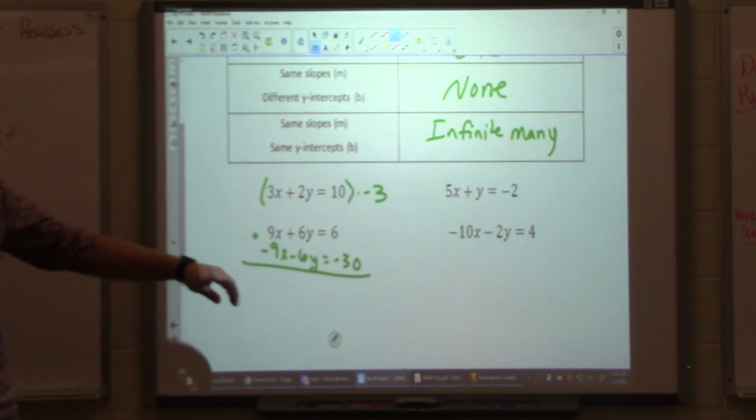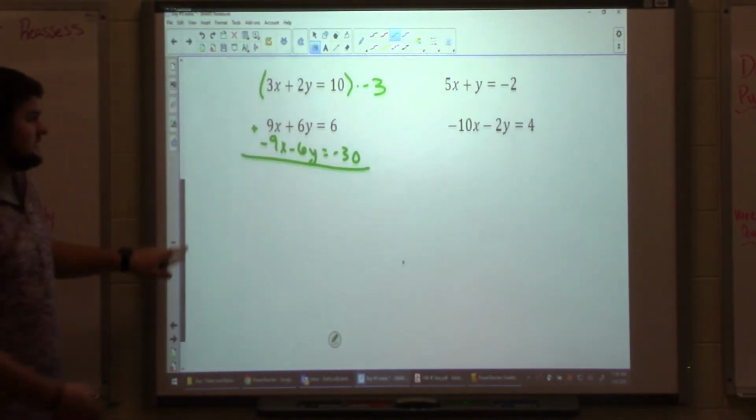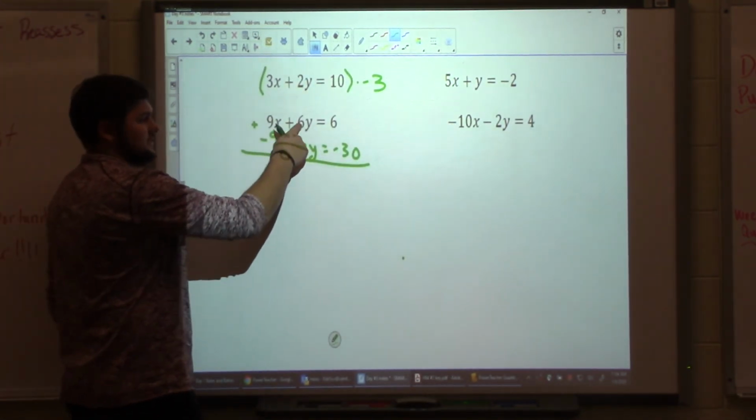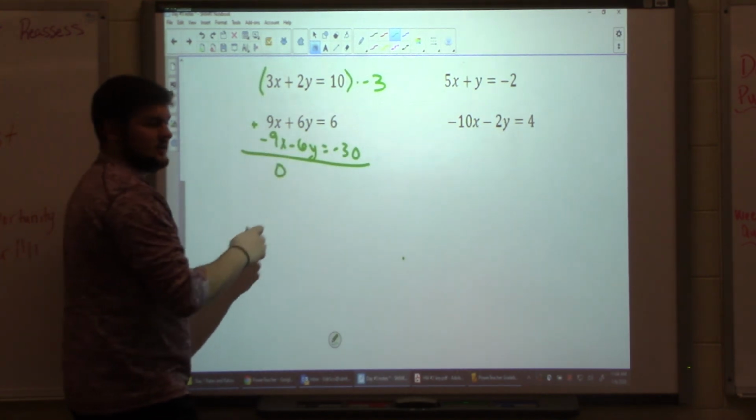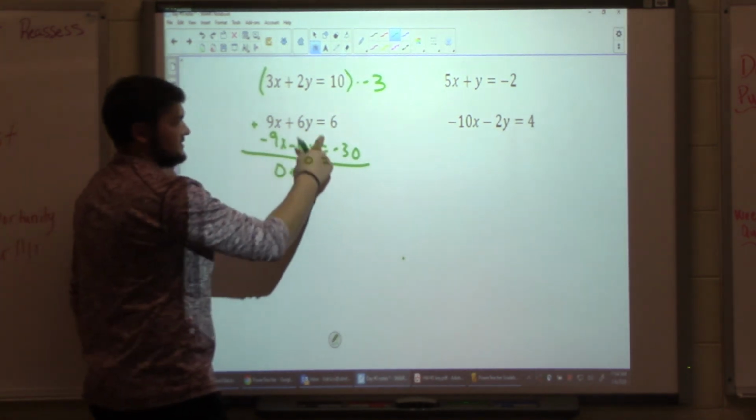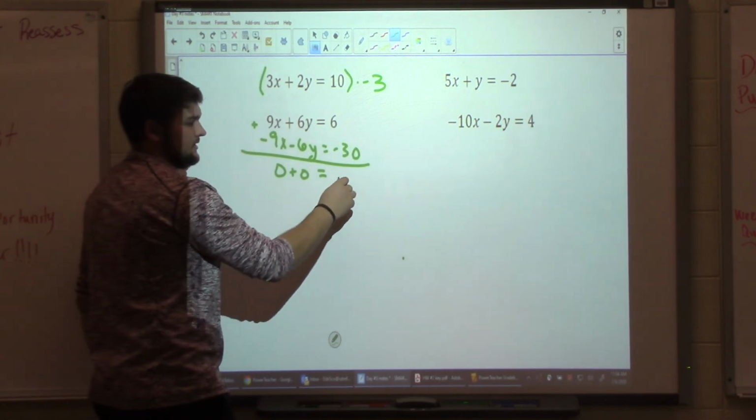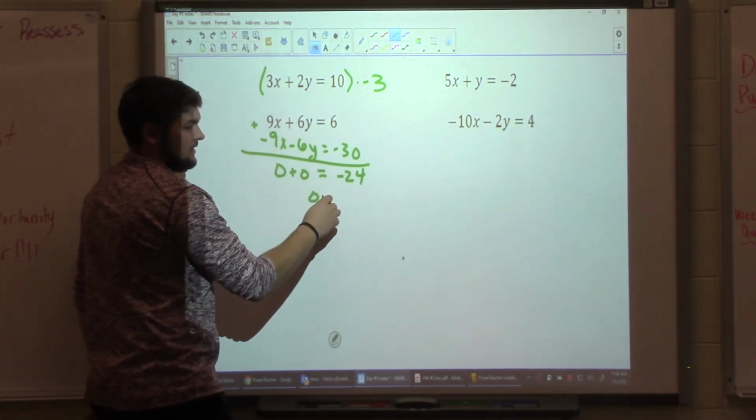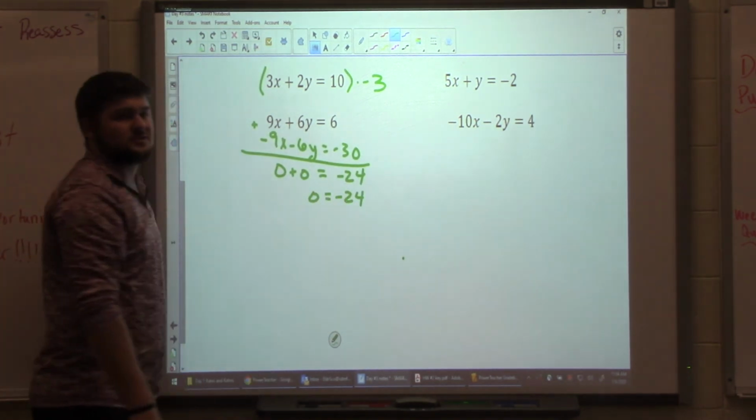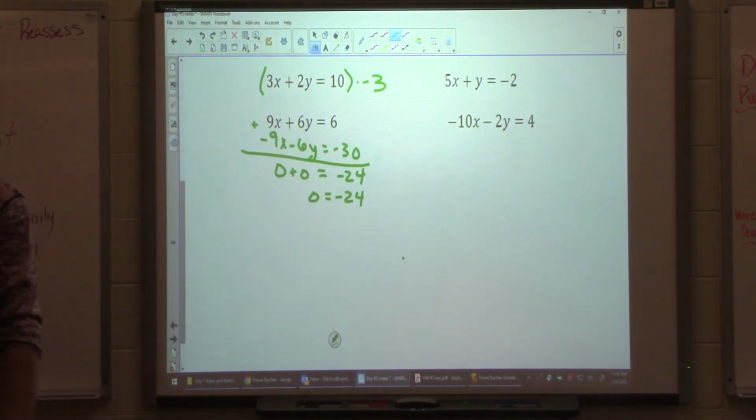What's 9x plus negative 9x? 0. What's 6y plus negative 6y? 0. 6 plus negative 30. Negative 24. 0 does not equal negative 24. That is a false statement, which means our answer is going to be no solution.